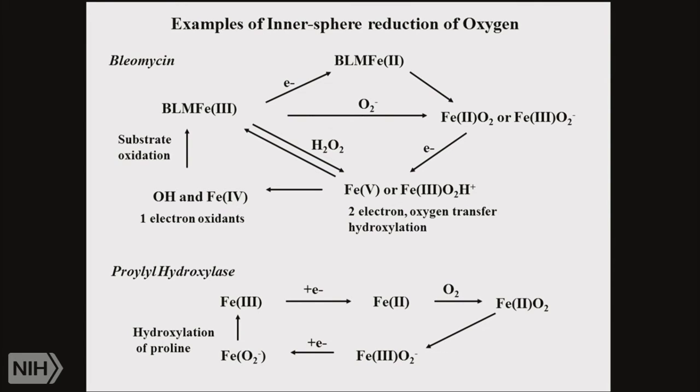But how prolyl hydroxylase works is that it forms this species here. This species is capable of hydroxylating proline on the HIF. When it hydroxylates proline, it then makes it susceptible to the E3 ligase, which then consumes it. So as long as oxygen's there, HIF is not stabilized. Once you take oxygen away, you can't form this complex. It's then stabilized.